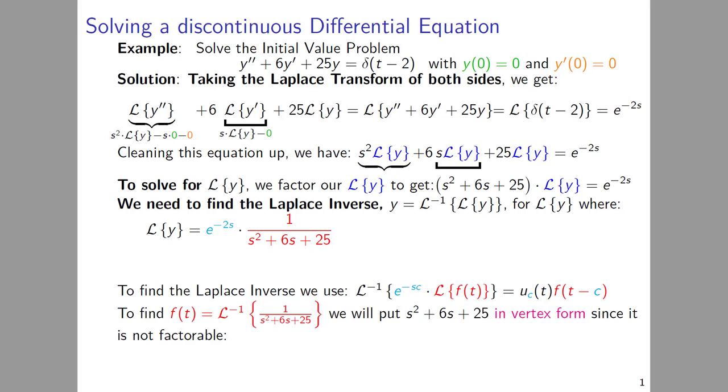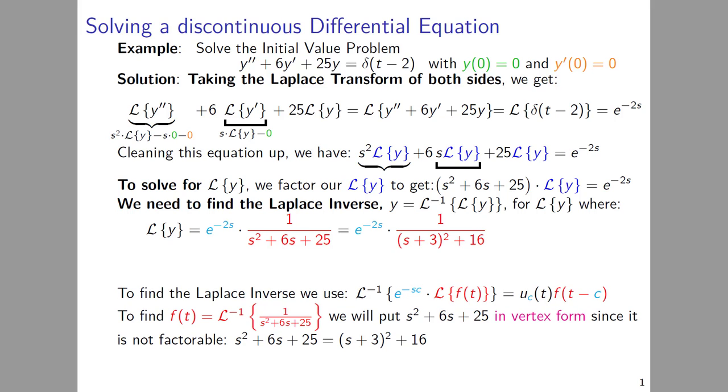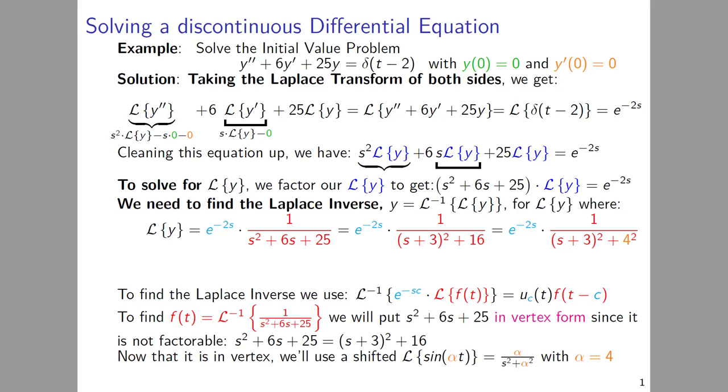Since we can't factor s squared plus 6s plus 25, we will need to put it in vertex form. If you'd like to see the steps of that done out, you can click on the pink link. Putting s squared plus 6s plus 25 in vertex form yields that it is s plus 3 all squared plus 16. So we can rewrite the Laplace of y as e to the negative 2s times 1 over s plus 3 squared plus 16.